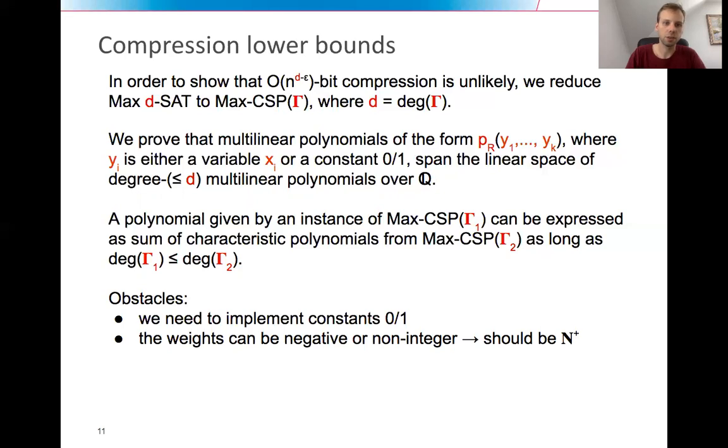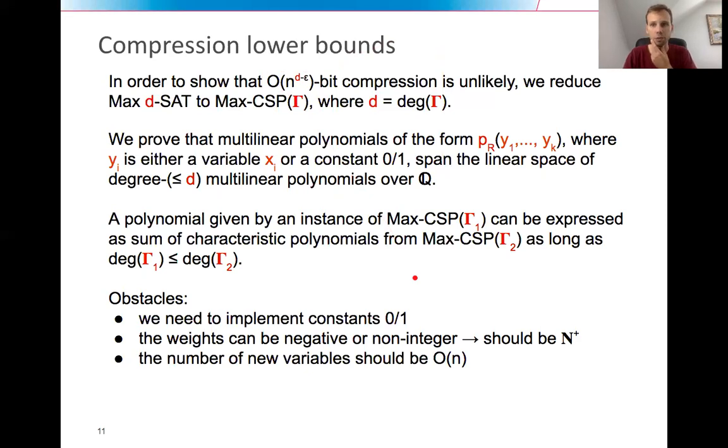Next, these weights that we obtain in this created polynomial can be non-integer and they can be negative. And for our lower bounds purposes, we would like to end up with only positive weights. And in this construction, we can increase the number of the variables only by a constant factor because we want to preserve this polynomial bound on the compression size.